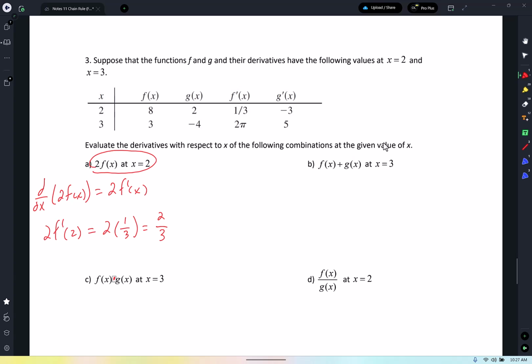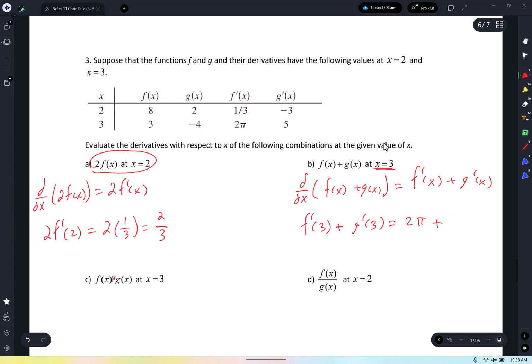All right, letter B. I'm just taking the derivative of that. So d dx, try to get better with notation. F of x plus g of x is nothing more than f prime of x plus g prime of x. On the next line, I want the derivative of what value? At 3. On the next line, I'm going to write f prime of 3 plus g prime of 3. So f prime of 3 is 2 pi plus g prime of 3 is 5. There it is, 2 pi plus 5.